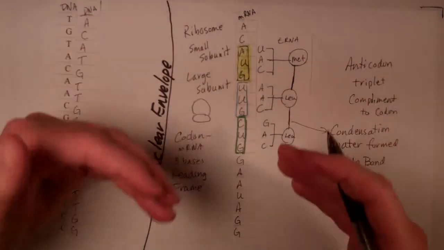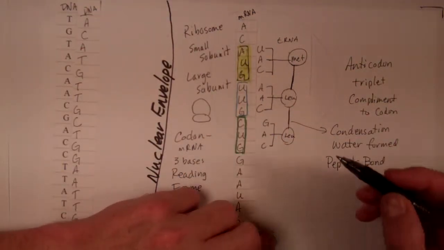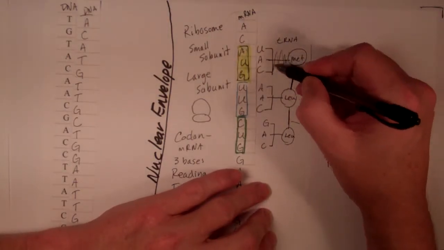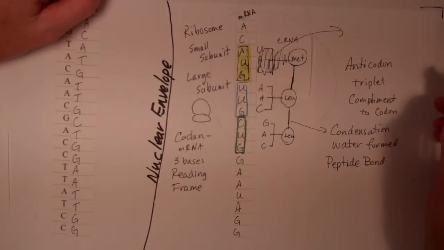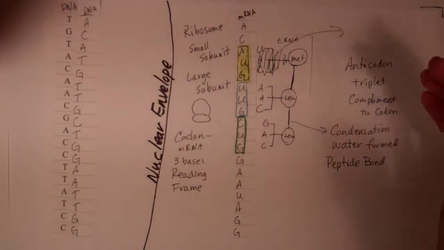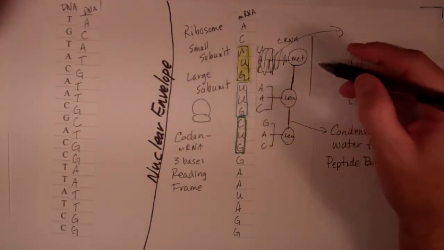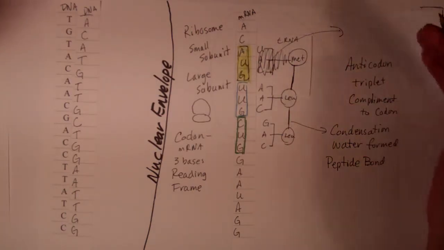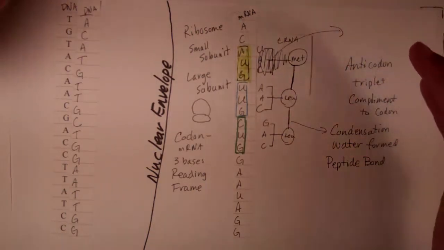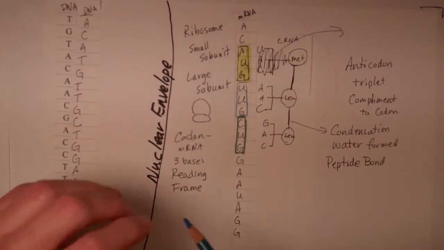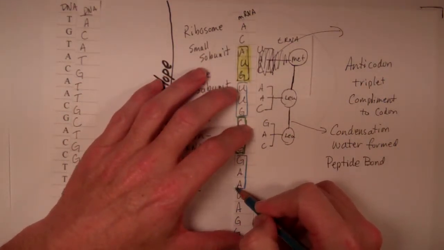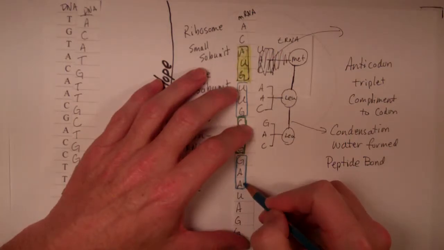So once again, this thing's going to shift down. Now this time, when it shifts down, this part of the tRNA right here is going to go back into the cytoplasm. It's going to go back out and find another methionine amino acid and be charged with it. In other words, have that attached to it. The whole thing is shifting down again. We have our next codon.